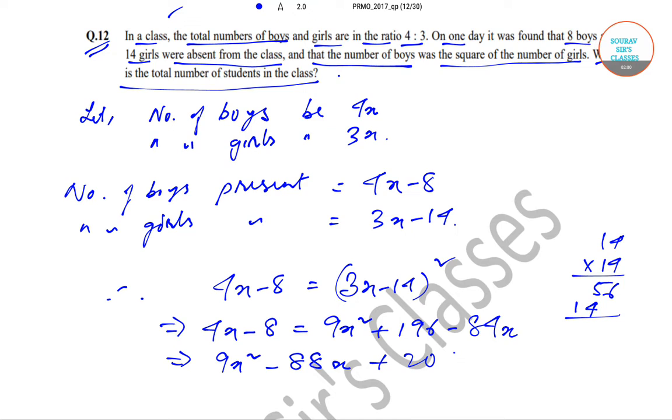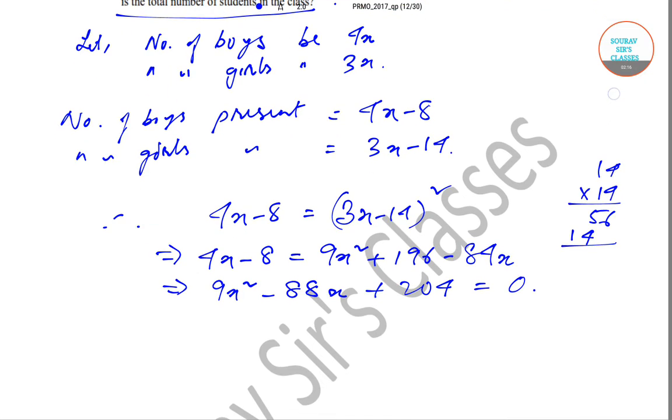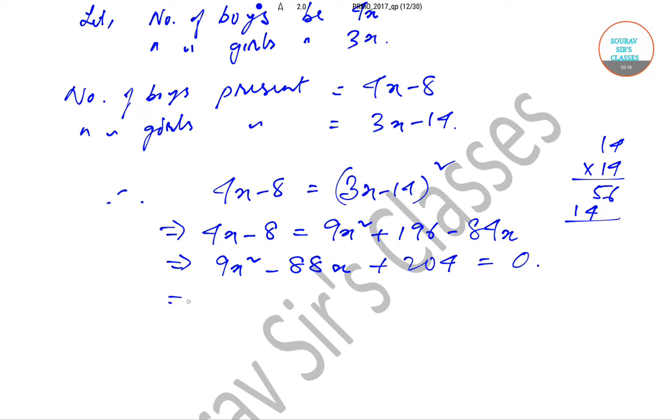plus 204, and this is equal to 0. So this is the quadratic equation that we are getting, and we need to solve this quadratic equation to find out the value of x. So now this can be broken down as 9x square minus 54x minus 34x plus 204, and this is equal to 0.